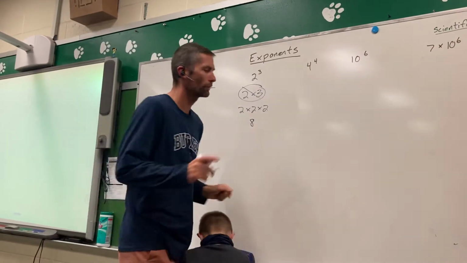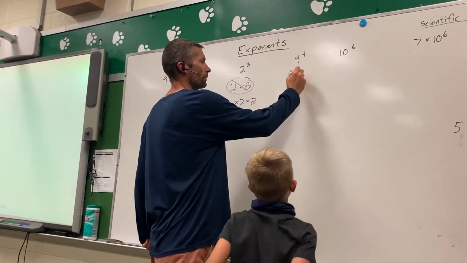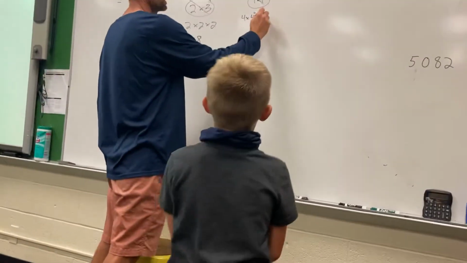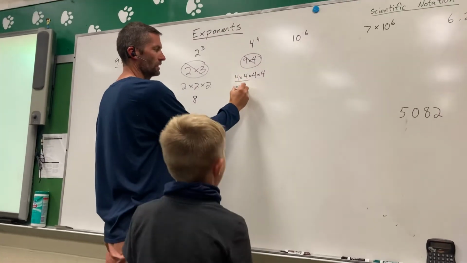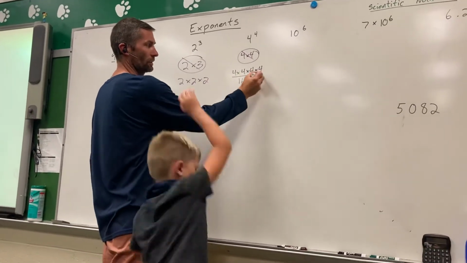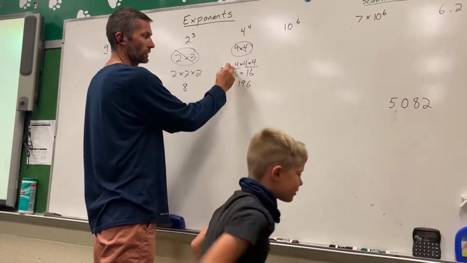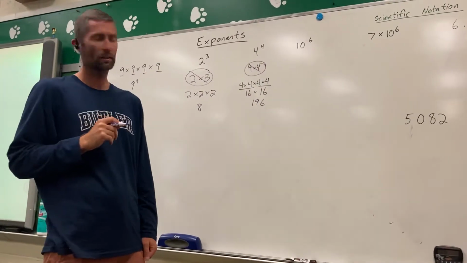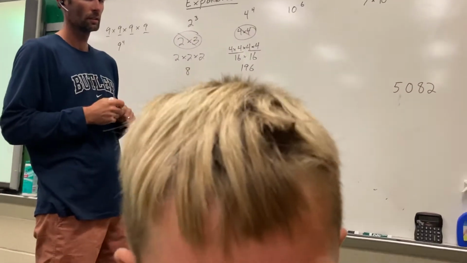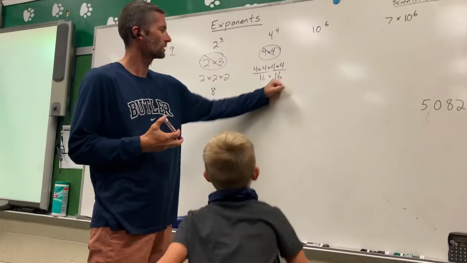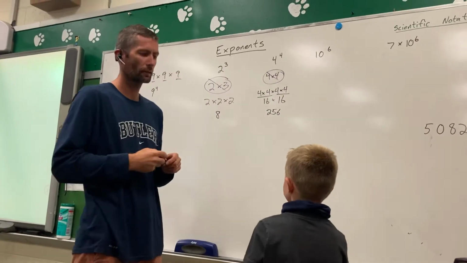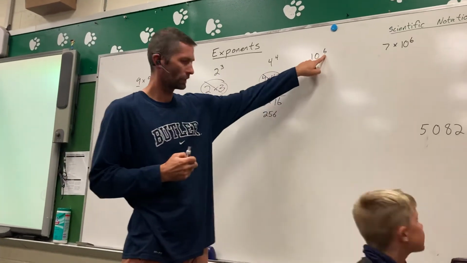Okay, this is 4 to the power of 4. Drew, is this 4 times 4? No. That's bad. So we're going to do 4 times 4 times 4 times 4. 4 times 4 is 16, times 4 times 4. We could do 16 times 16 as a shortcut, which is 256. Or we could do 16 times 4 is 64, and 64 times 4 is 256. It's not 196. Who told you it was 196? Nobody. Okay, 256.